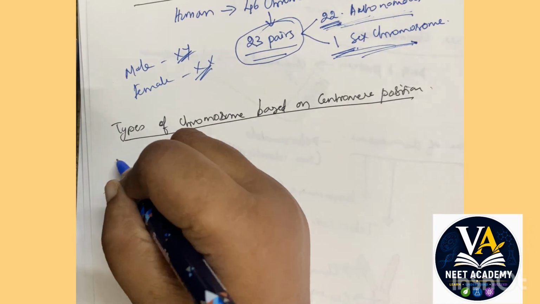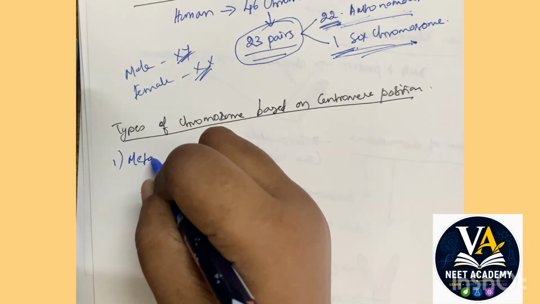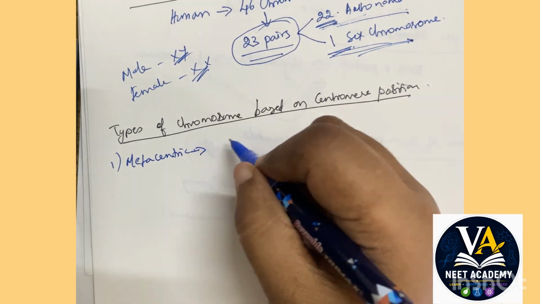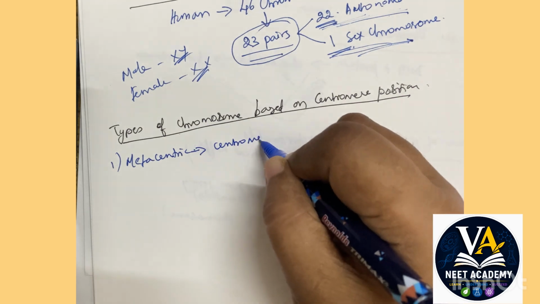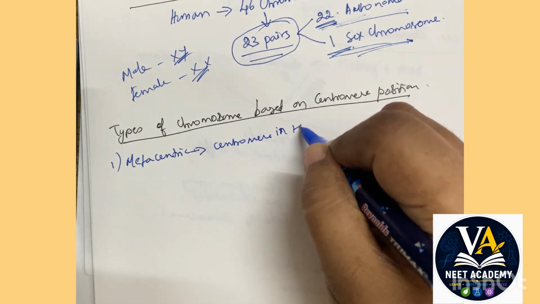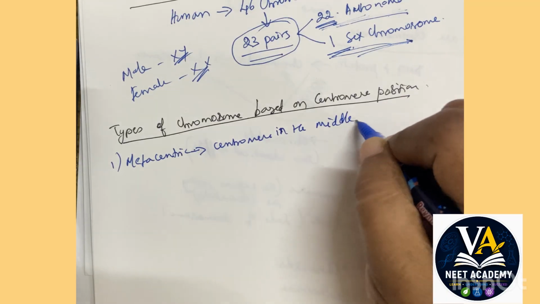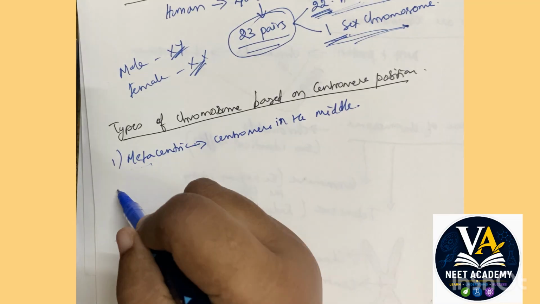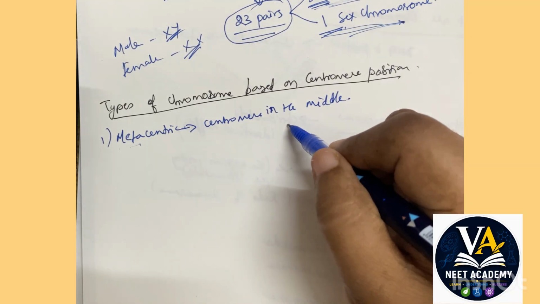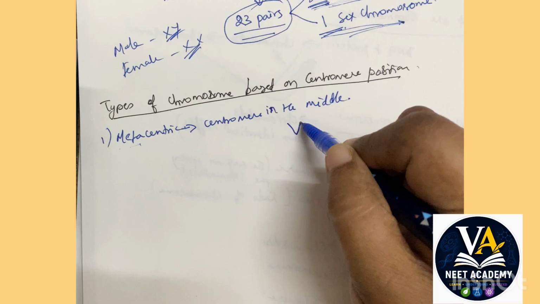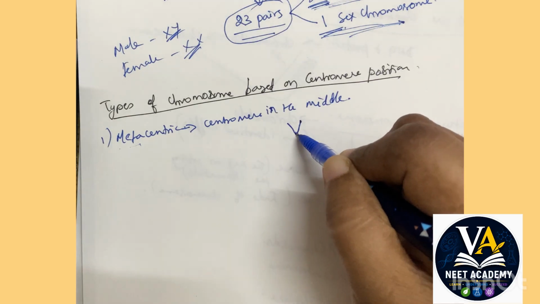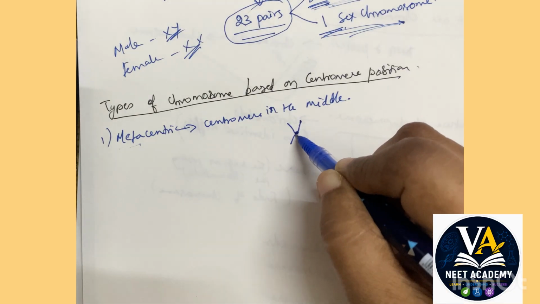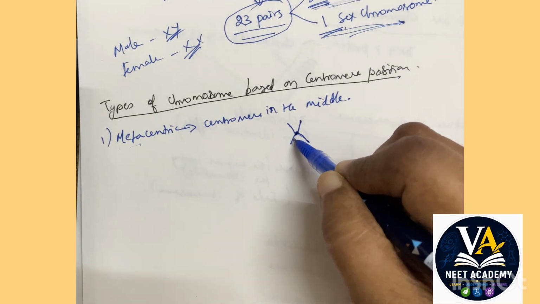So, the first one is called metacentric. Very easy, metacentric, where the centromere is in the middle. Okay, centromere in the middle, then you call it metacentric. For example, if I draw, these are the two chromatids and this is the centromere. So the centromere is in the middle. So this is the other pair of chromatids where it is equal.